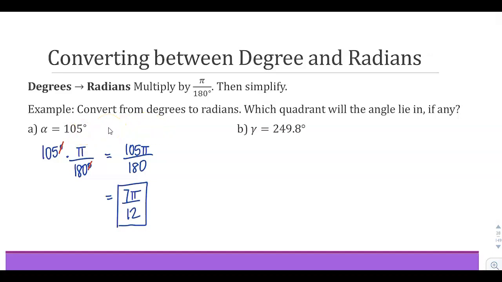So I will absolutely admit that finding the quadrant an angle lies in is a lot easier to identify in degrees than radians. But here, 7 pi over 12, we should get some number sense. Well, 7 over 12 is a little bit bigger than 6 over 12, which is a half a pi. So if I'm a little bit bigger than a half a pi, then that would bring me into quadrant 2.